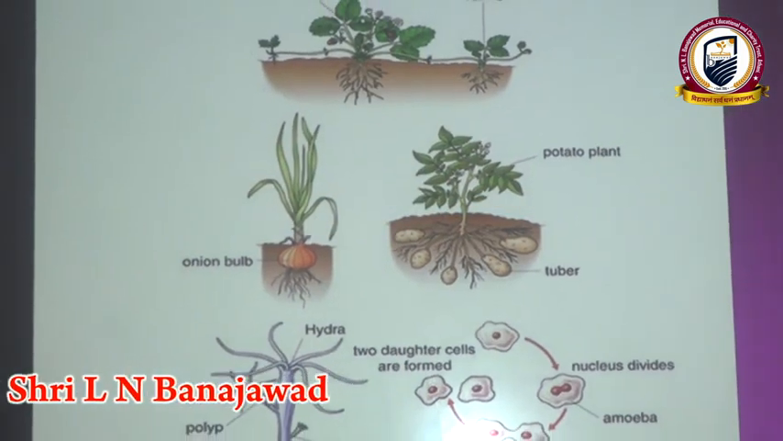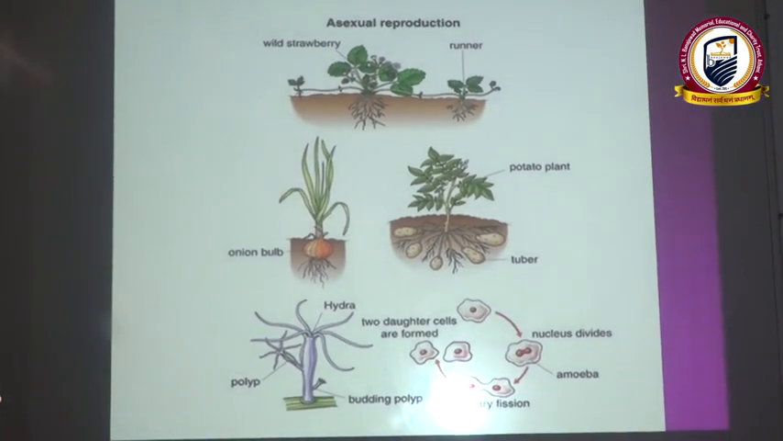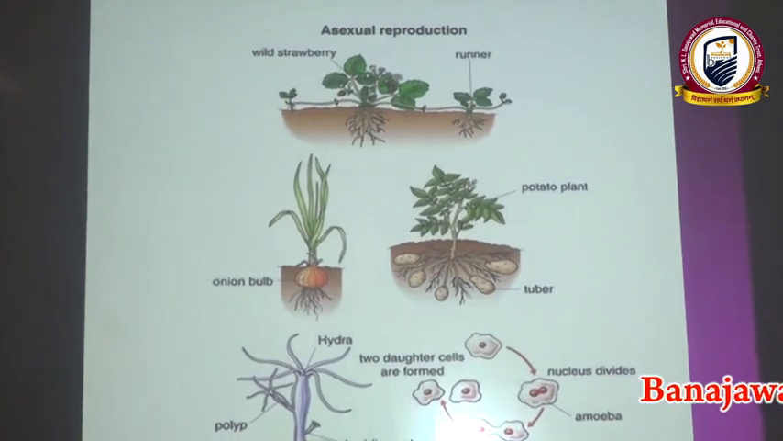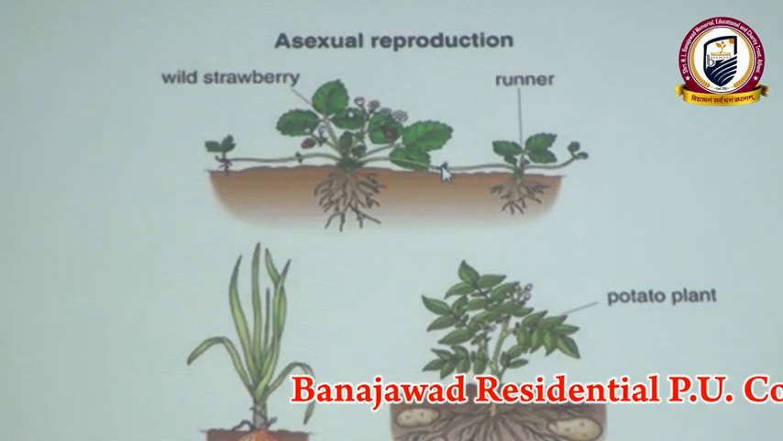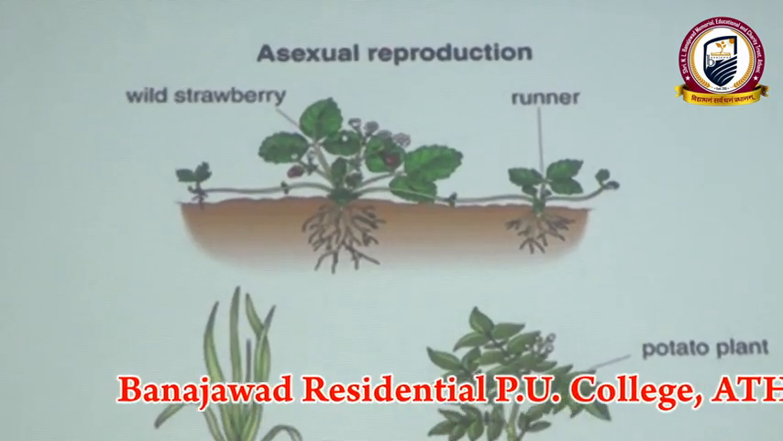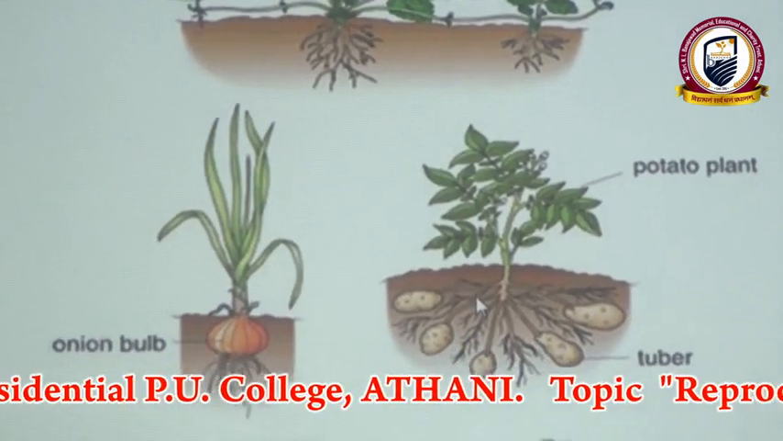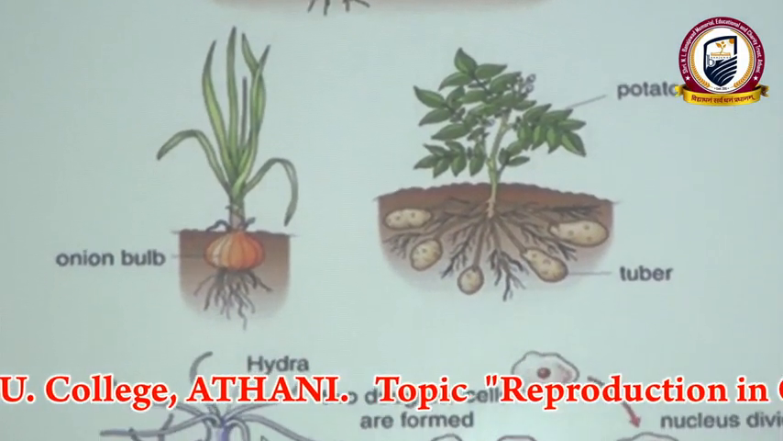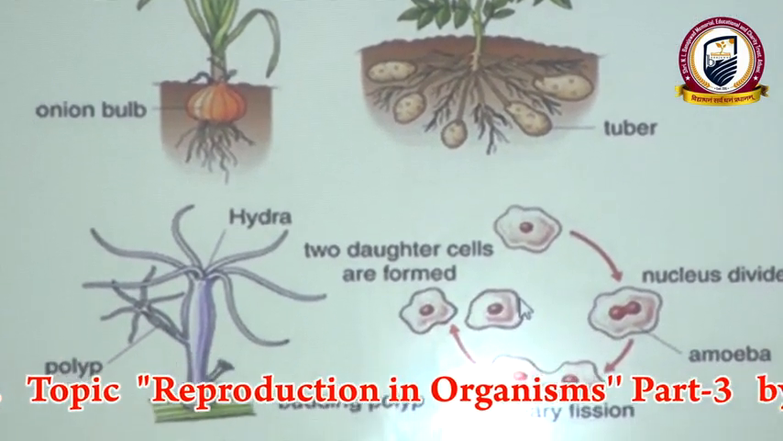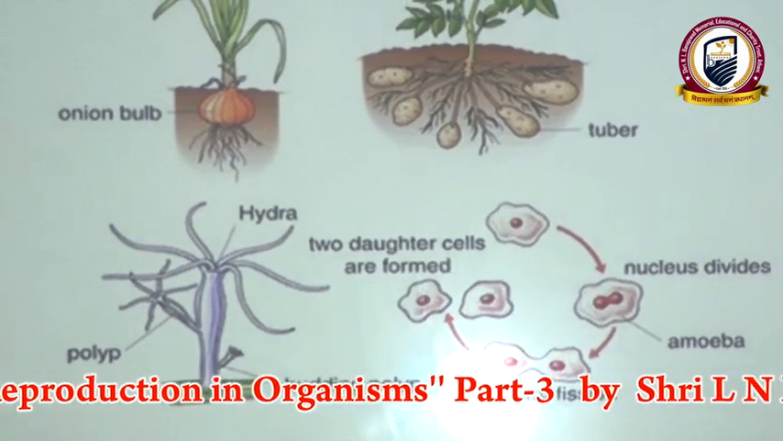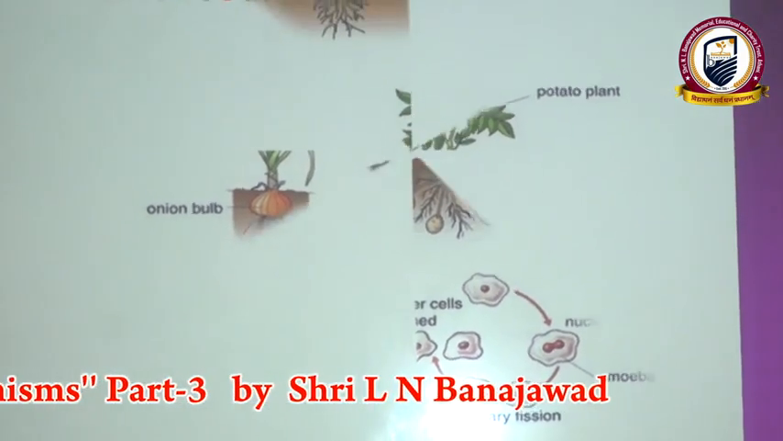This is the slide which shows all modes of asexual reproduction. The first slide we see is especially wild strawberry, and it specially shows a runner, and the second one is the bulb of onion, third a stem tuber of potato, the next hydra showing the budding process, whereas amoeba develops into two daughter cells from a single parental cell, which is what we call binary fission.